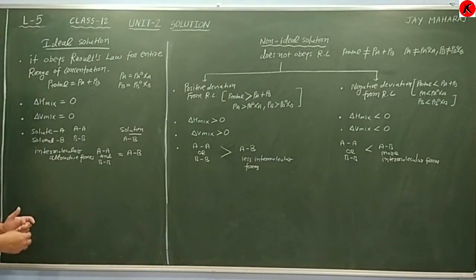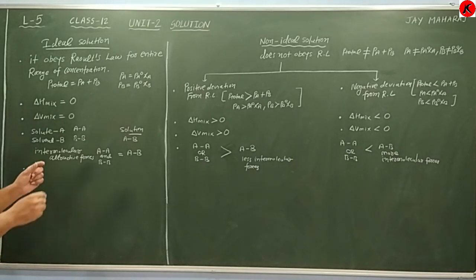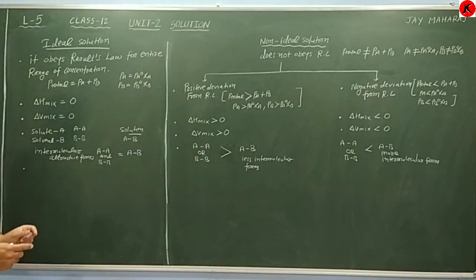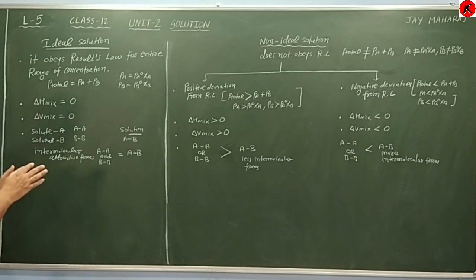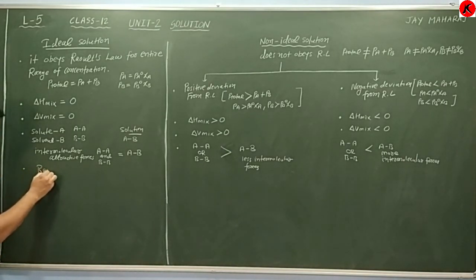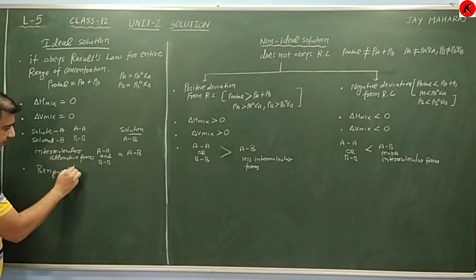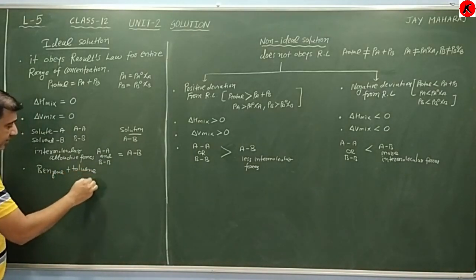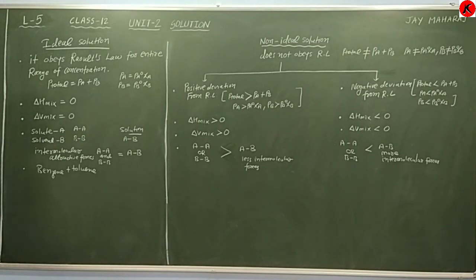Now considering the example, then it will be clear for you. Again, 100% ideal behavior is not possible, but in some solutions, intermolecular forces become nearly equal. Taking the example of benzene plus toluene, it forms an ideal solution. Again, n-heptane and n-hexane, so many examples are there.